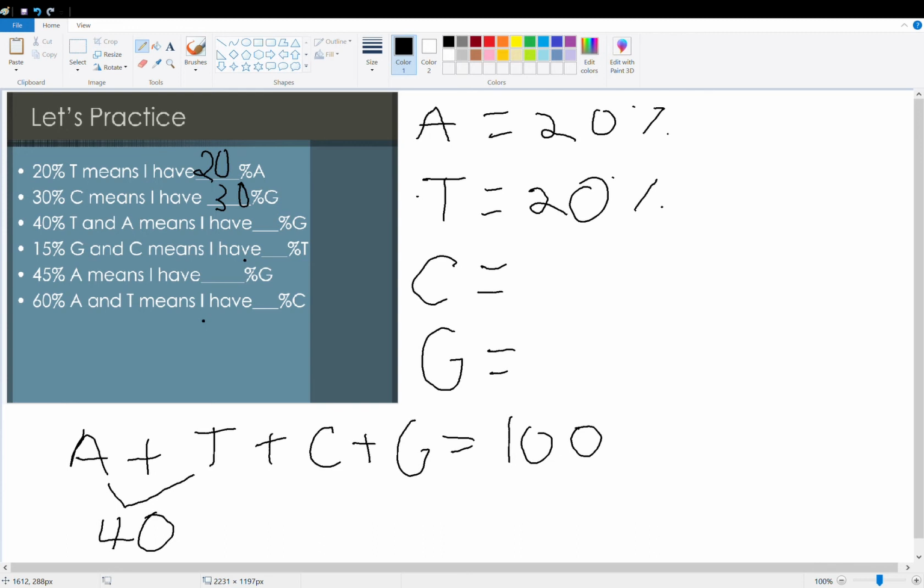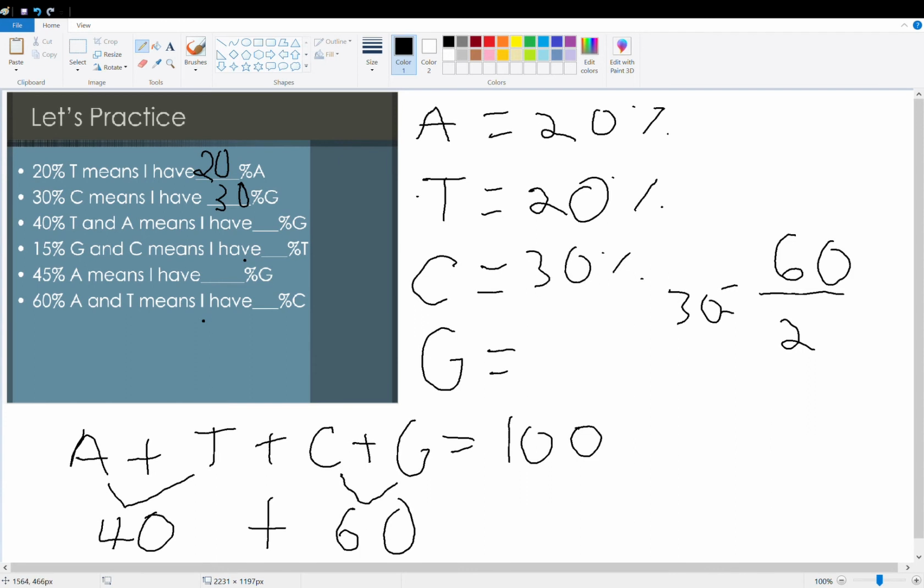Now, let's keep this simple. If we know that the sum of all the letters, all the nitrogen bases, needs to equal 100, and we know that A and T is 40, that means C and G must equal 60, because 60 plus 40 is 100. Now, we know how much C and G have together, but we just need to know how much G has by itself. So again, the amount of C and G will always be the same. So what I do is divide 60 by 2. That'll give me the amount of C and G. Does that make sense?